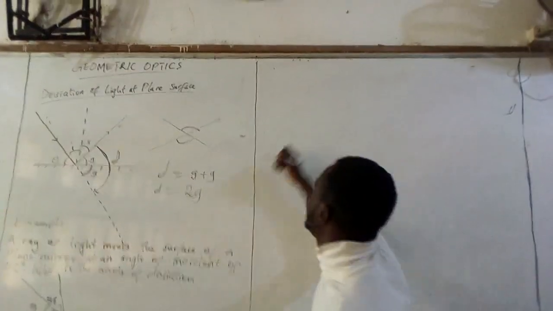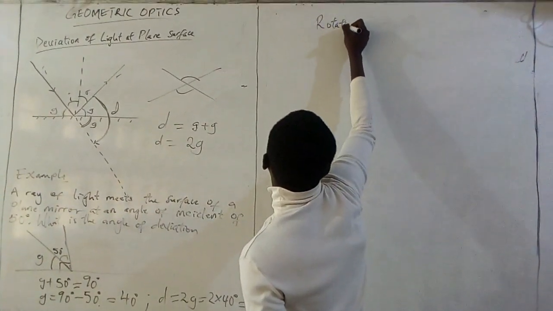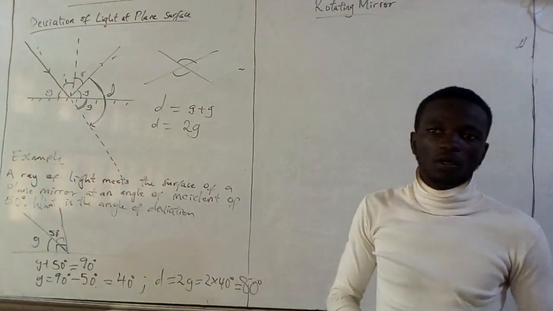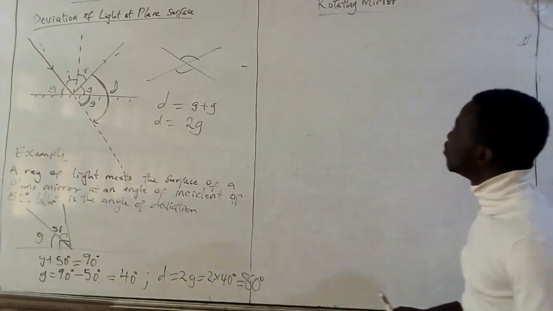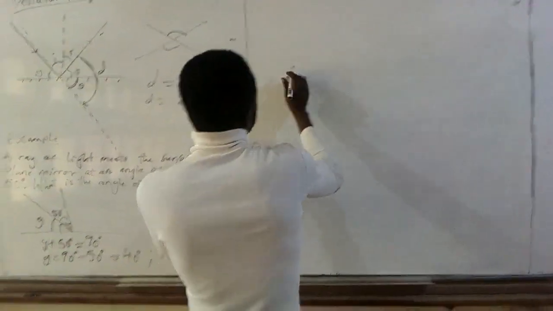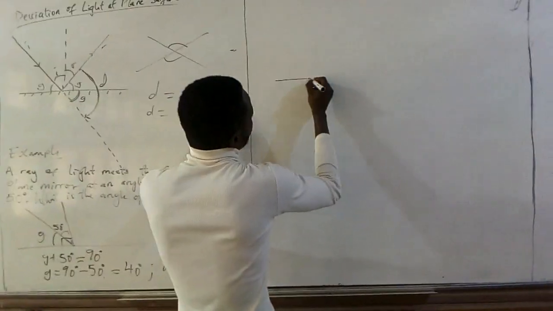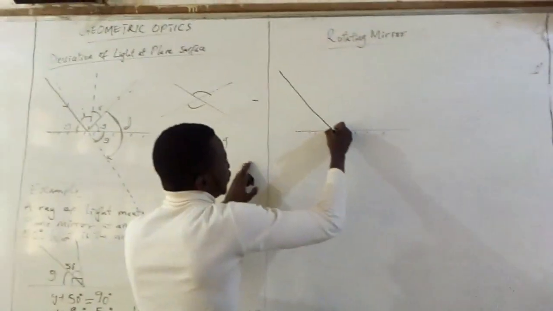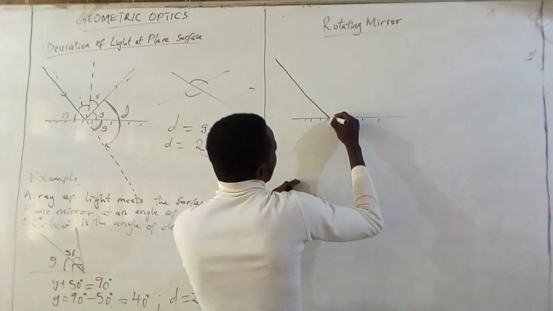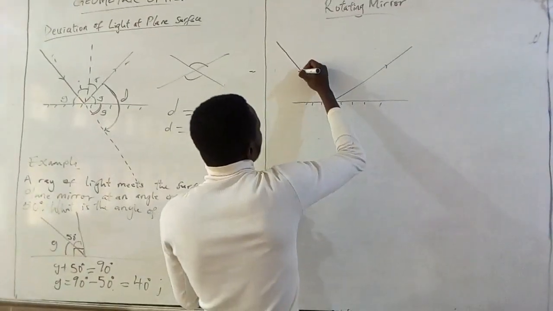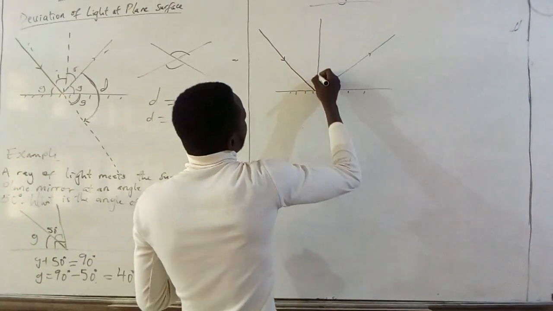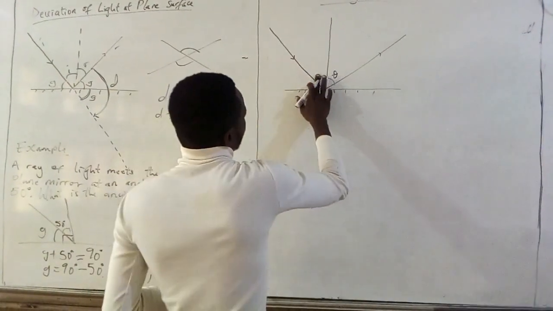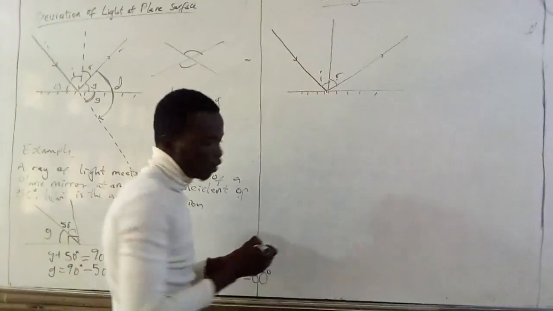Now let's look at the rotating mirror. For this, if we have a plane mirror, then let's say this light is incident on this mirror, then it is reflected this way. So this is the normal. Let's say theta this way is also the, let's say this is I and this is R.